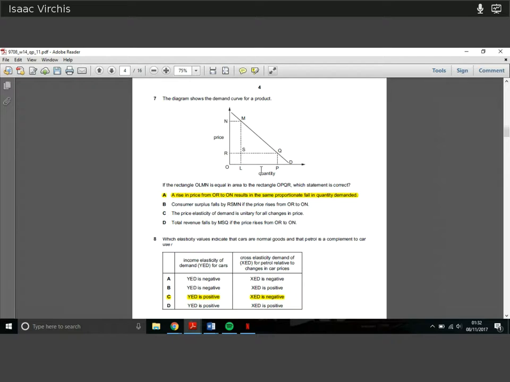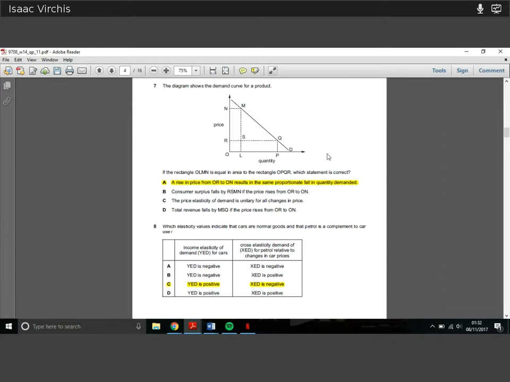So we know that there's got to be a proportion. So the answer is A. It's this notion of unitary elasticity that we're hammering home here.